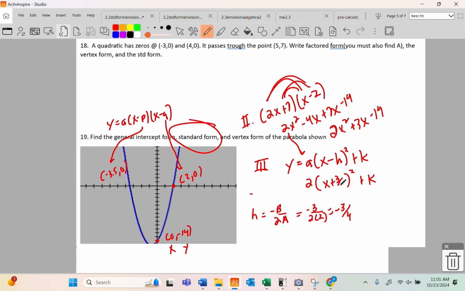All right. And I've got to find k. I find k by taking this value and plugging it in. That'd be 2 times negative 3/4 quantity squared plus 3 times negative 3/4, and then take away 14. So if I square this, I have 9/16. Don't ask me why I'm doing this in my head or by hand. Take away 9/4, take away 14.